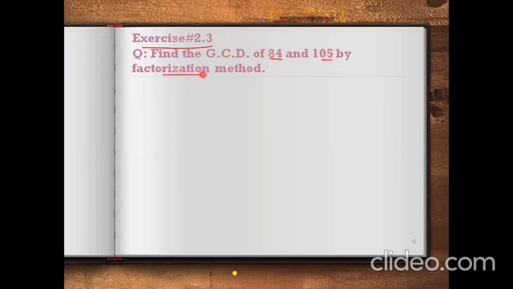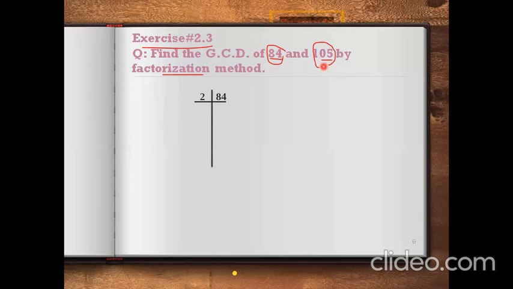Okay, the method which is required in this question, you have to apply the same method, otherwise you will get 0 marks in the paper. If you use any other method rather than factorization, you will get 0 marks. So it is a must to use the given method. Okay, so you should know what the factorization method is. In the factorization method, we will simply break the given numbers into their factors. Okay, so first we are going to find out the factors of 84, just like this.